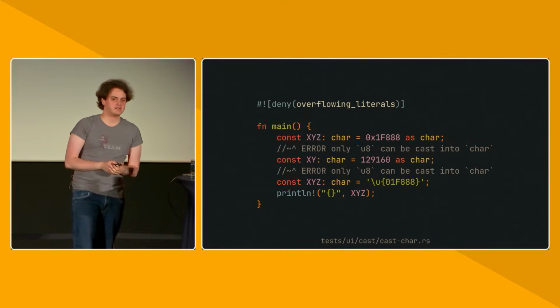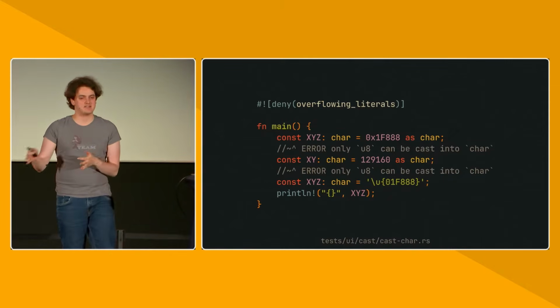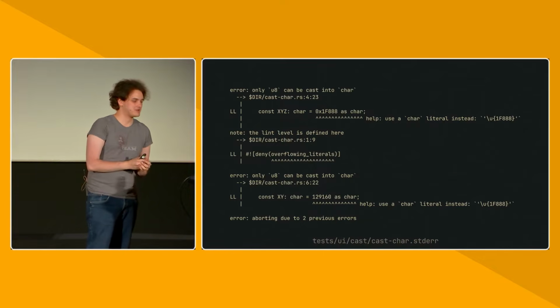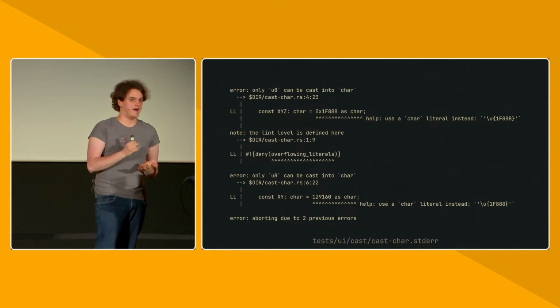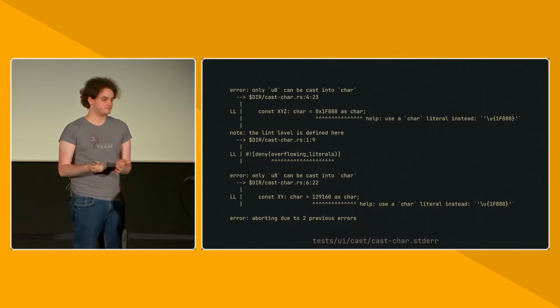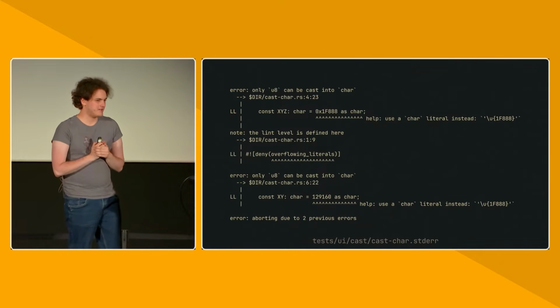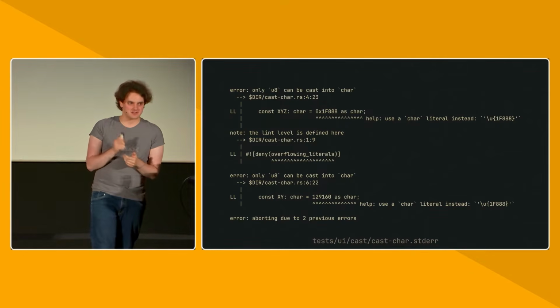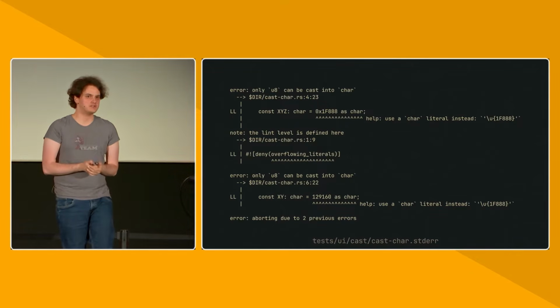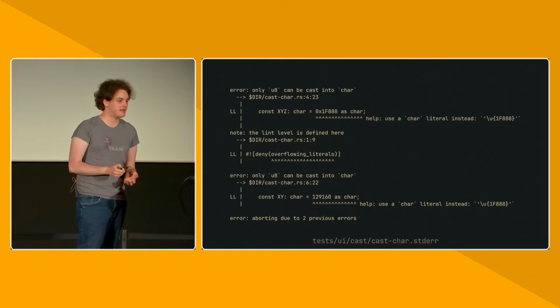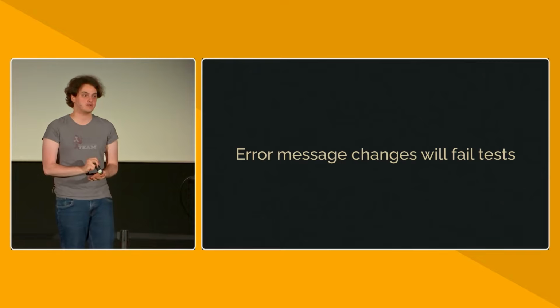Along with this test file, there is another file with a .stderr extension that contains exactly the output that the compiler is supposed to give to you. And if any of those bytes is emitted differently by the compiler, the test will fail. Having a bad error message is a test suite failure.